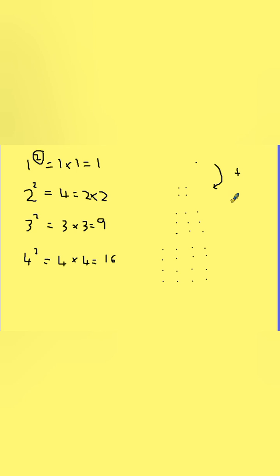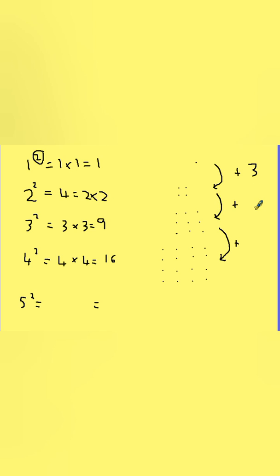So, difference between 1 and 4, what's the difference? Difference between 4 and 9, what's the difference? Difference between 9 and 16. And see if you can work out 5 squared without doing 5 times 5. And you'll start to notice the pattern.